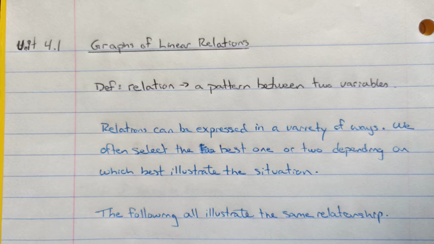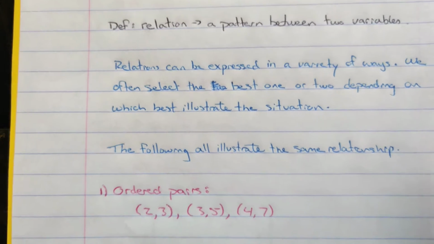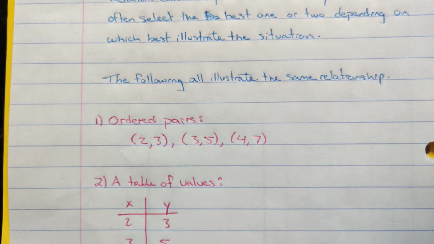But if not x and y, it could be distance and time, or cost and liters, or kilograms and cost. So any two values that are related to each other. But again, our general format would be x and y. There's different ways of expressing the relationship, and we just pick the one that makes most sense to the situation, or possibly one or two, depending on how we're trying to illustrate the data and who we're trying to illustrate it to, if we're trying to highlight some of it. So one way to illustrate a relationship between data is to write out ordered pairs.